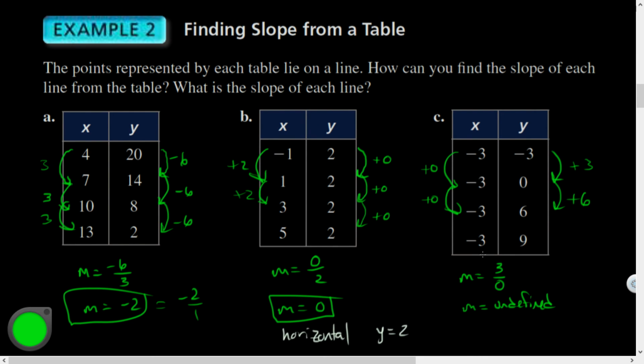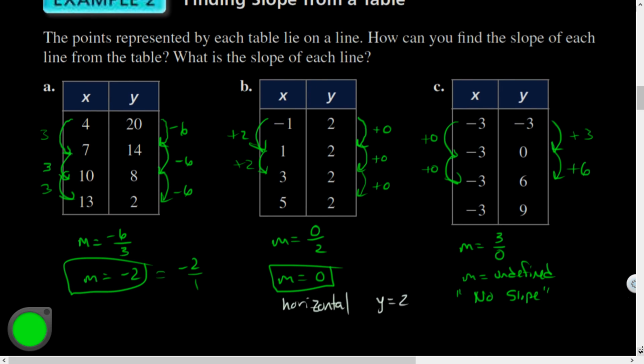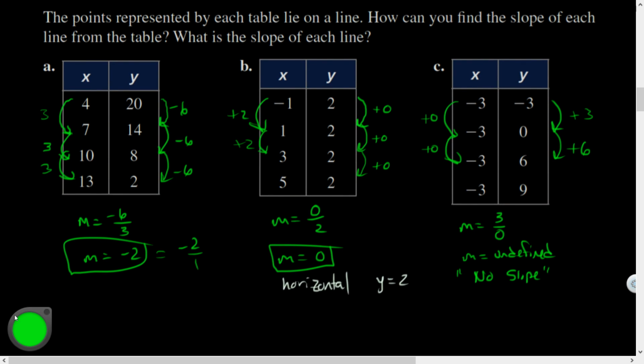If x doesn't change, the slope won't work. You could say that this line has a slope that is undefined. You could also call this no slope. And what's happening with the graph here? Does anyone know what kind of graph that is? Yeah, this is actually going to be a vertical line. And this is the vertical line x equals -3.